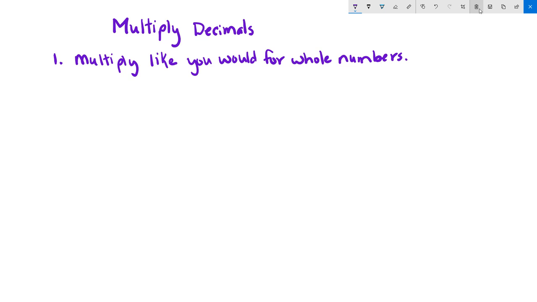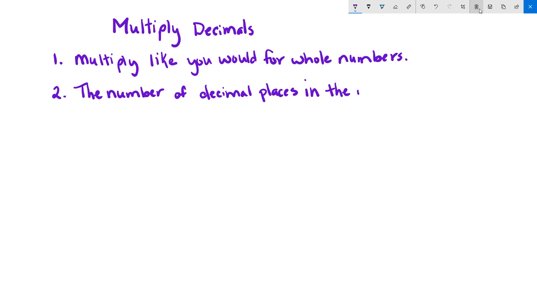And then, after you're done with the problem, you determine the number of places in the problem. So the number of decimal places in the problem is the same as the sum of the decimal places in the factors.